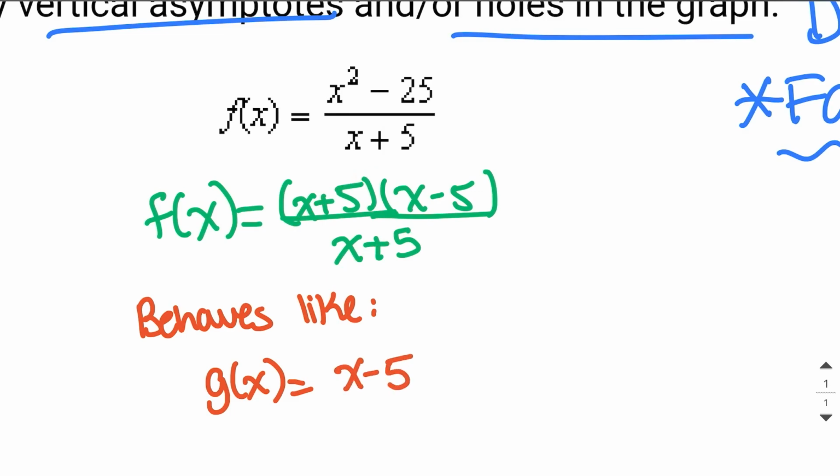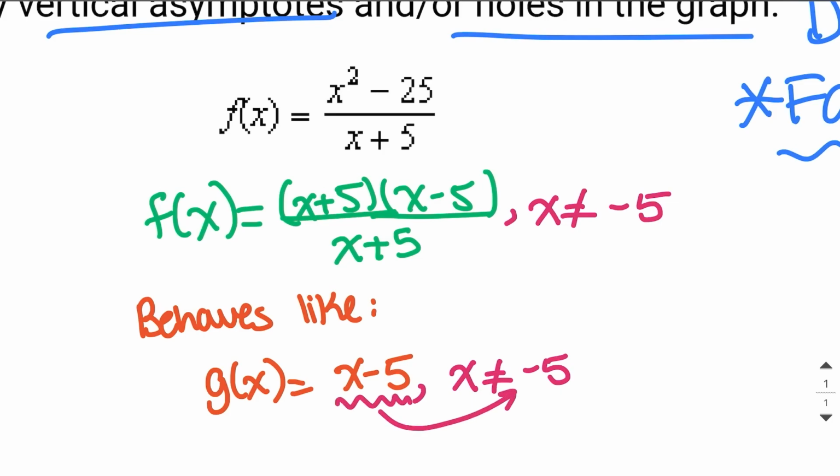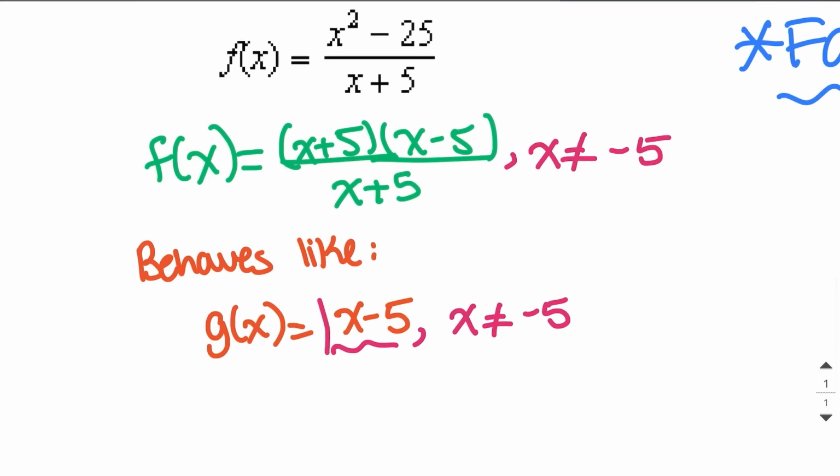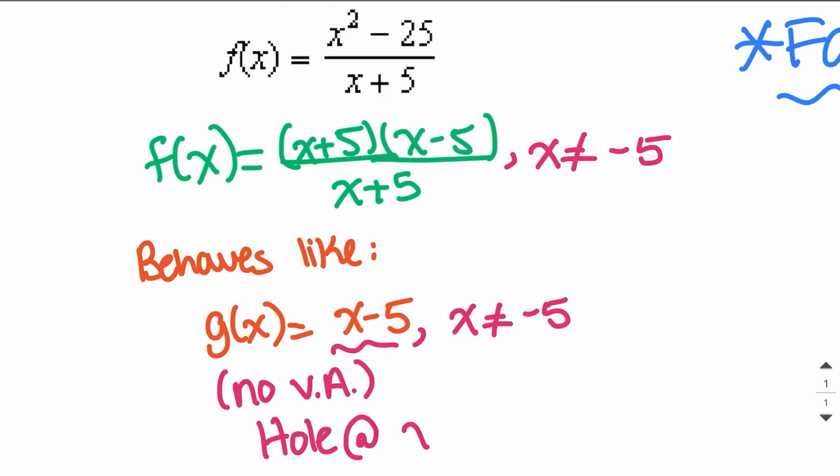But because in f of x, we have that x cannot equal negative 5, then we also have to specify that x cannot equal negative 5 in g of x. It has nothing to do with this x minus 5, even though it looks like it might. It's because right here, when I set x plus 5 equal to 0, I get x equals negative 5. So because it behaves like this function right here, which has no vertical asymptotes, that means that we have a hole at x equals negative 5.